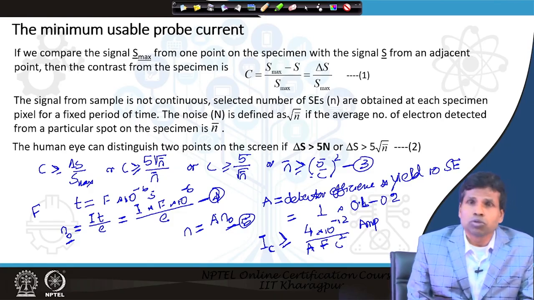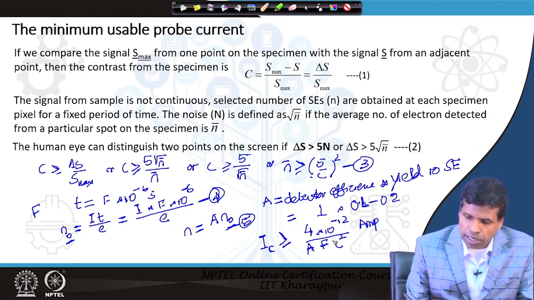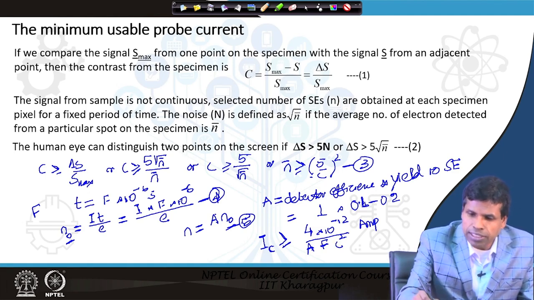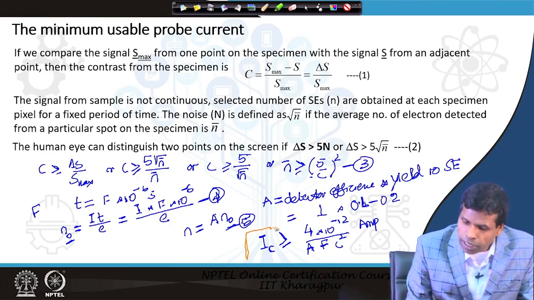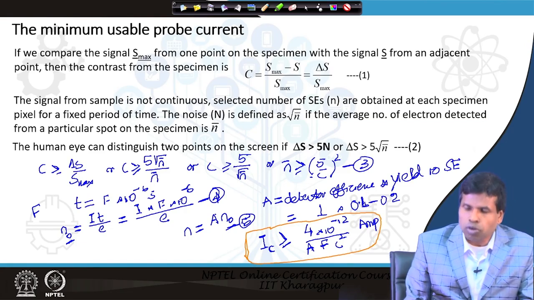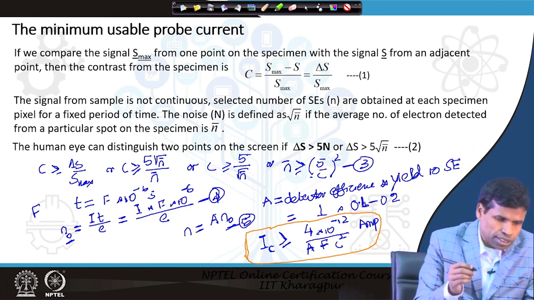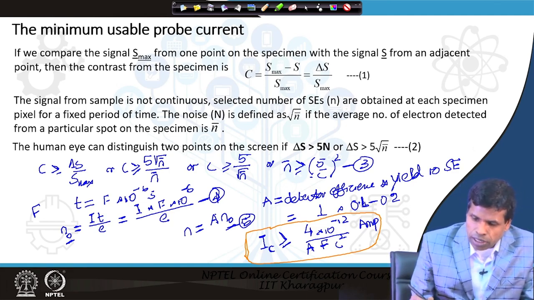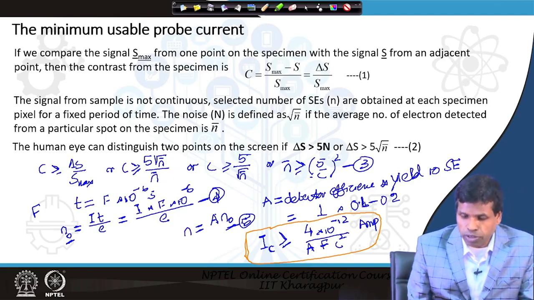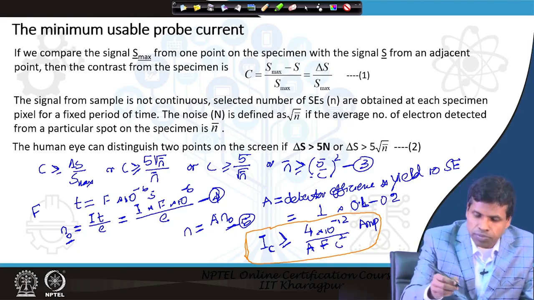So, here you see that critical current is 4 into 10 to the power minus 12 divided by A F, and C is the contrast, squared. This is nothing but the minimum current we need to be useful for our microscopy purpose to get enough number of signals. If we have good contrast, then the critical current could be less. If the frame scan time f is a small value, that means a larger dwell time of the electron beam on the specimen, then less critical current is required. Similarly, A is the detector efficiency and yield of secondary electrons. If the detector efficiency is high, then we need less critical current.